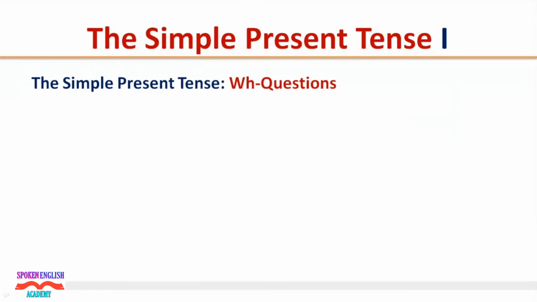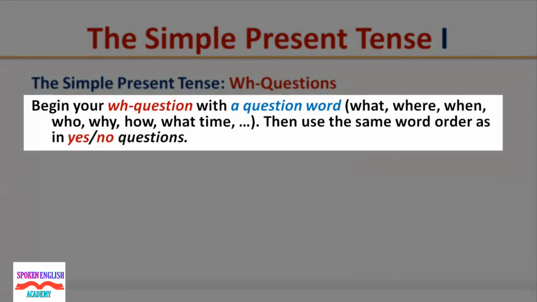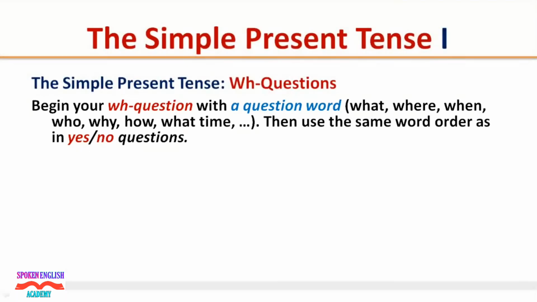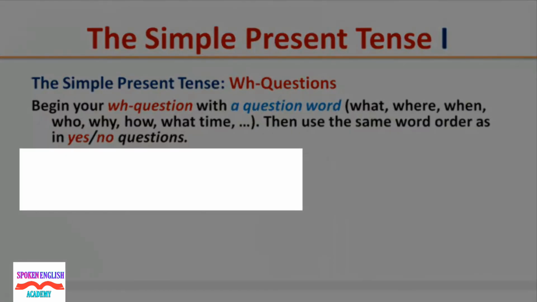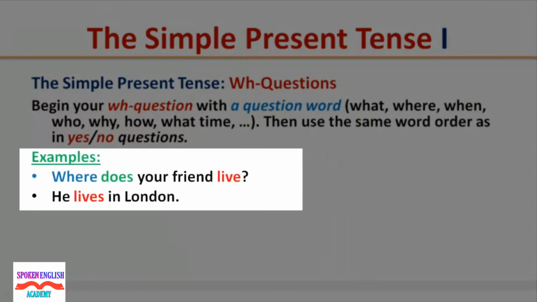The simple present tense, WH questions. Begin your question with a question word such as what, where, when, who, why, how, what time, etc. Then use the same word order as in yes/no questions. Examples: Where does your friend live? He lives in London.